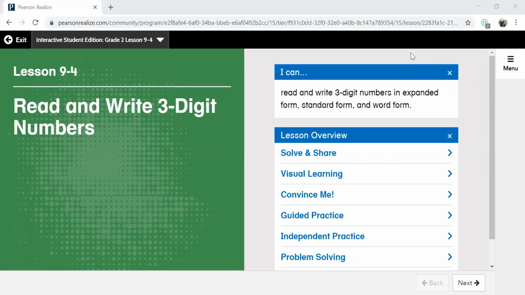We're on lesson 9-4, read and write 3-digit numbers. Please wait till the end of the video so I can show you how to do the assignment on Portfolio. It's really simple. Our objective for today is I can read and write 3-digit numbers in expanded form, standard form, and word form. Here we go.